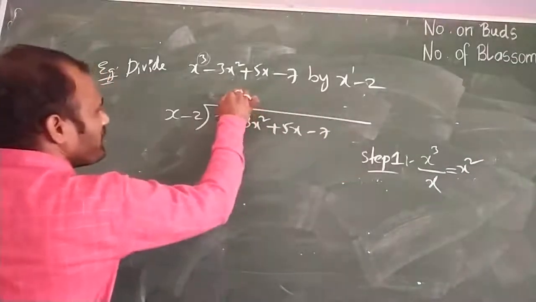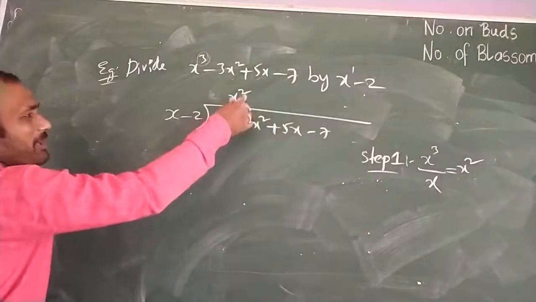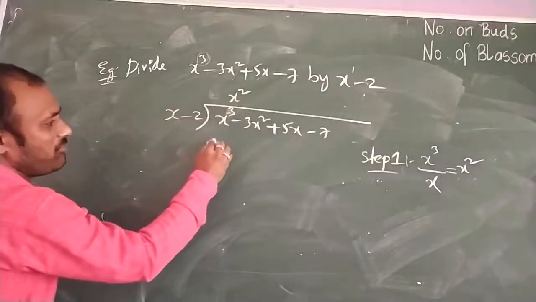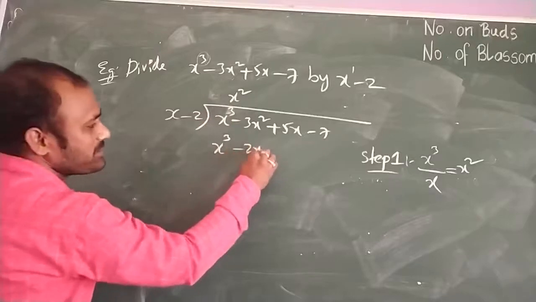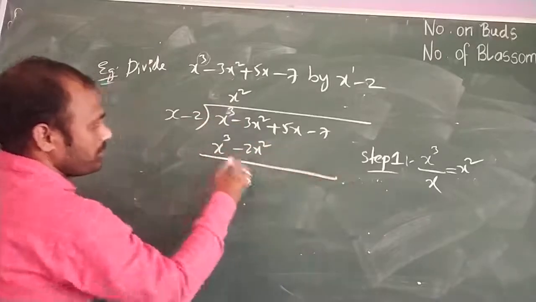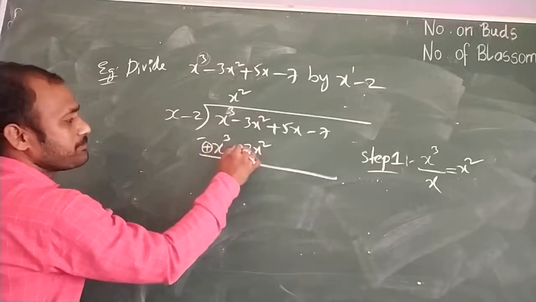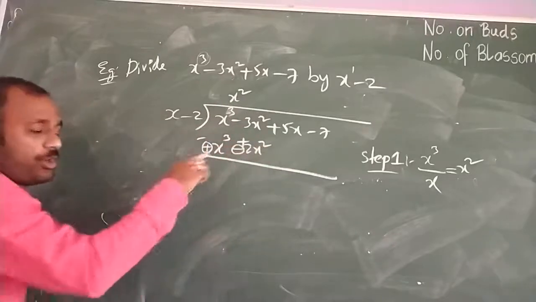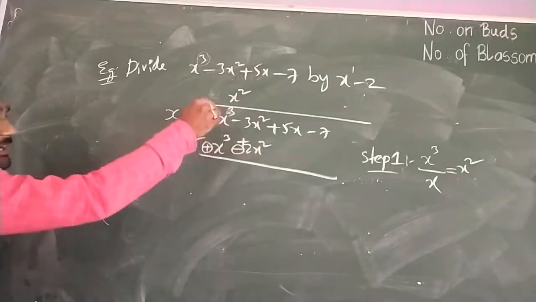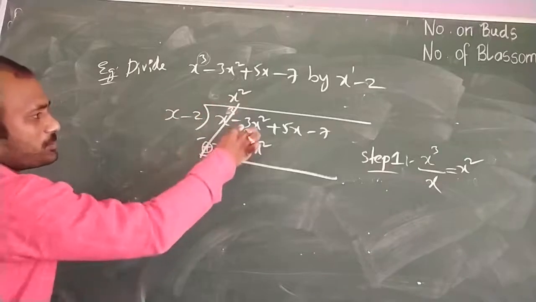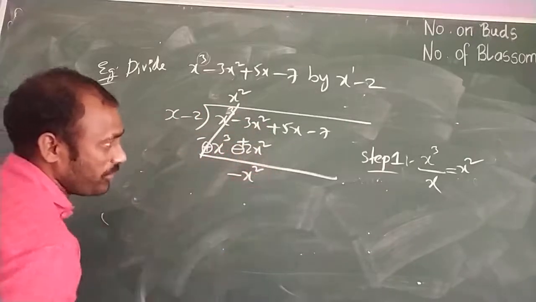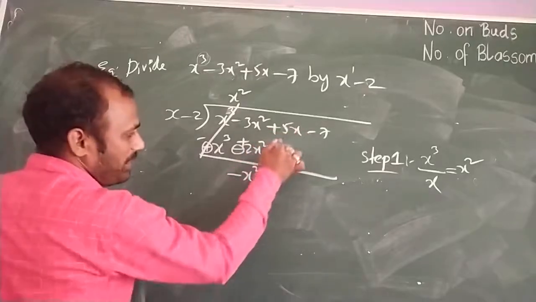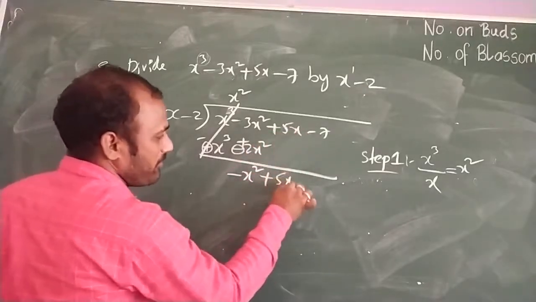So let me substitute here x square. Let me multiply x square into x minus 2. It will become x cube minus 2x square. So plus will become minus, minus will become plus. We need to alter the sign so that the terms get cancelled. So minus 3x square plus 2x square will be minus x square. Next we have to bring the next term down, which is plus 5x.